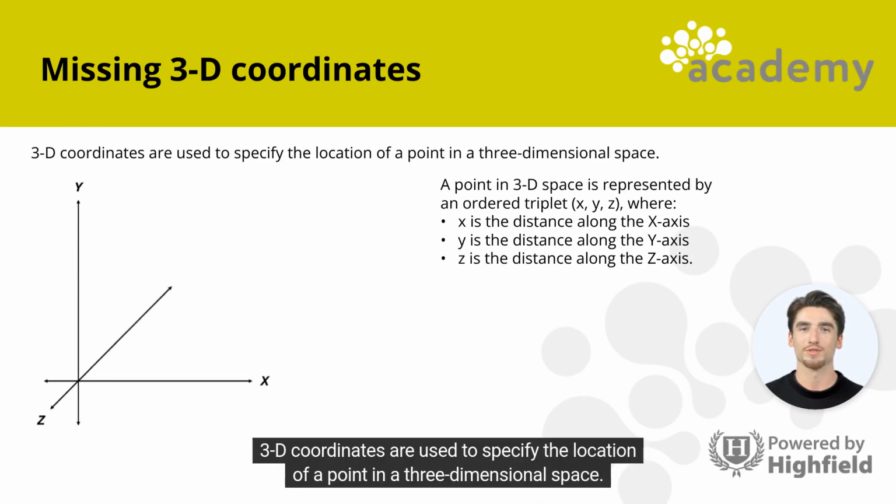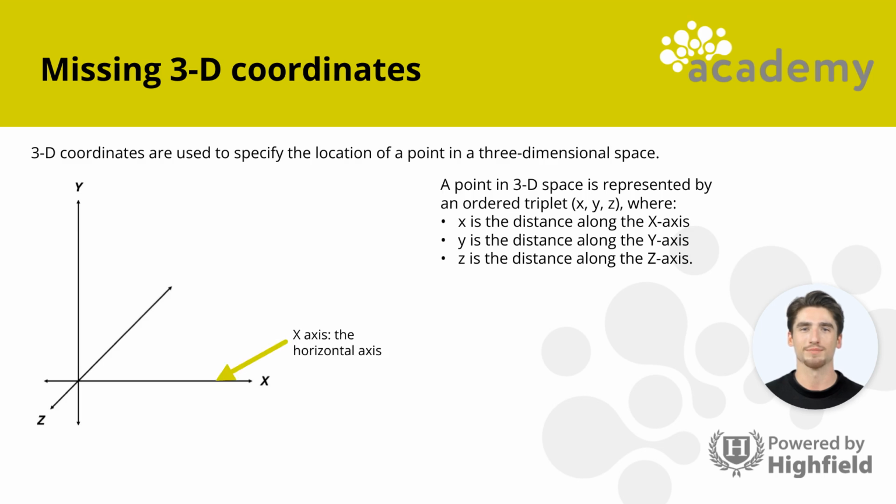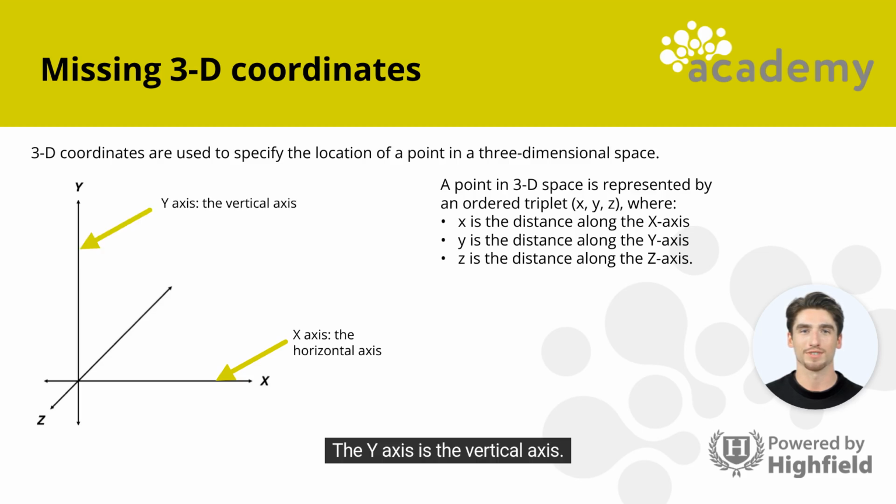3D coordinates are used to specify the location of a point in a 3-dimensional space. 2D coordinates have 2 values, x and y. However, 3D coordinates have 3 values, x, y, and z. Let's recap the axes. The x-axis is the horizontal axis. The y-axis is the vertical axis.